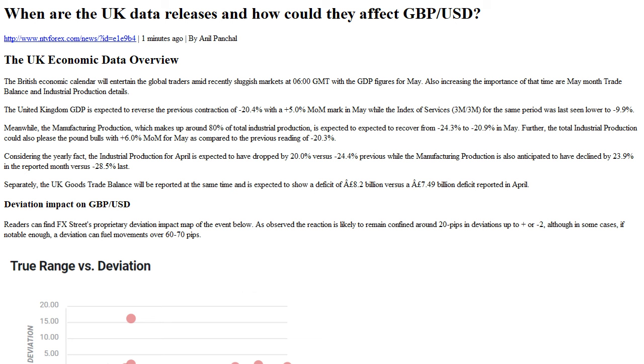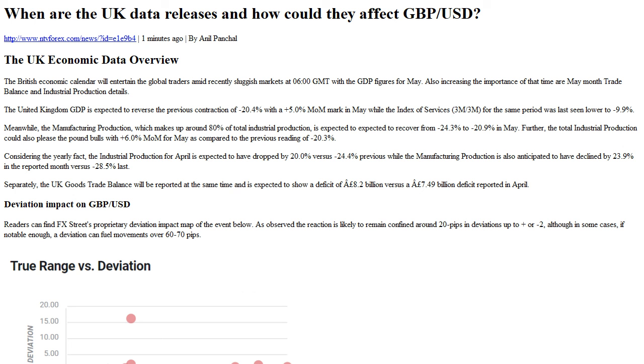Meanwhile, the manufacturing production, which makes up around 80% of total industrial production, is expected to recover from 24.3% to 20.9% in May. Further, the total industrial production could also please the pound bulls with 6.0% MOM for May as compared to the previous reading of 20.3%. Considering the yearly fact, the industrial production for April is expected to have dropped by 20.0% versus 24.4% previous, while the manufacturing production is also anticipated to have declined by 23.9% in the reported month versus 28.5% last.